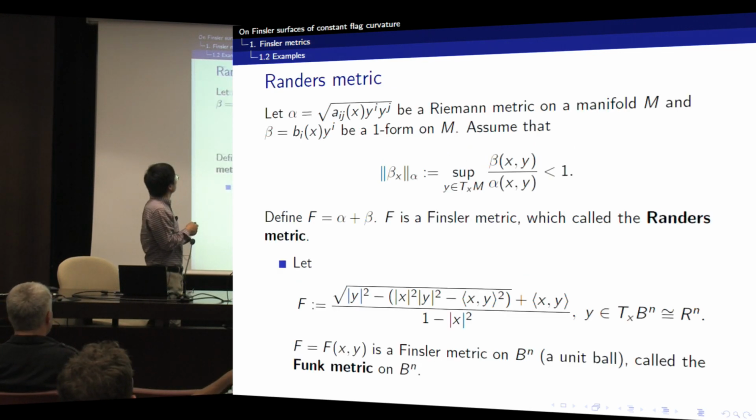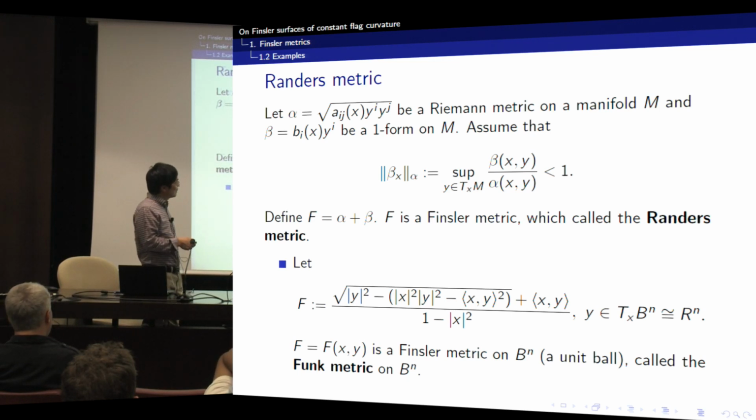And now we introduce another example, Randers metric. Let alpha be a Riemannian metric, a_ij(x) y^i y^j. This x is the point of M. And beta equals b_i(x) y^i is a one-form on M. We can define the length of beta with respect to alpha. This is the definition of the length of beta. If this one is less than 1, then alpha plus beta is a Finsler metric. We call this Finsler metric the Randers metric.